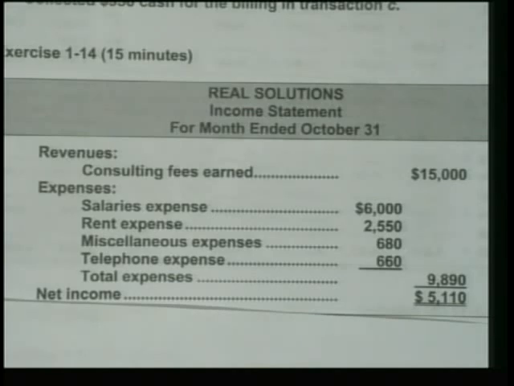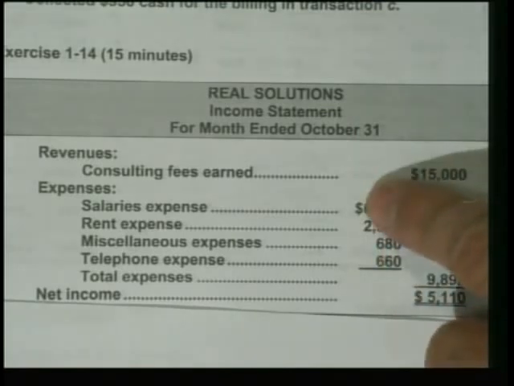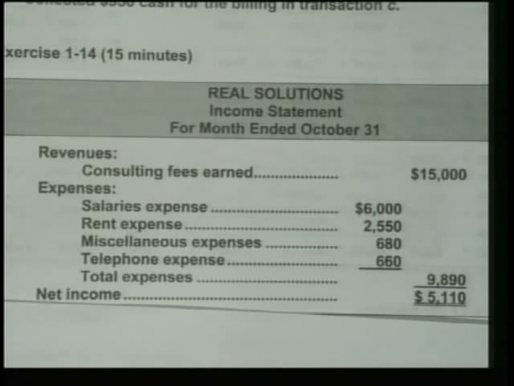Kind of a rule of thumb, too, is often you'll put a dollar sign at the very top and a dollar sign at the very bottom. But you don't have to put dollar signs everywhere. Here they did it because it was the top of this column. Any questions on the income statement?